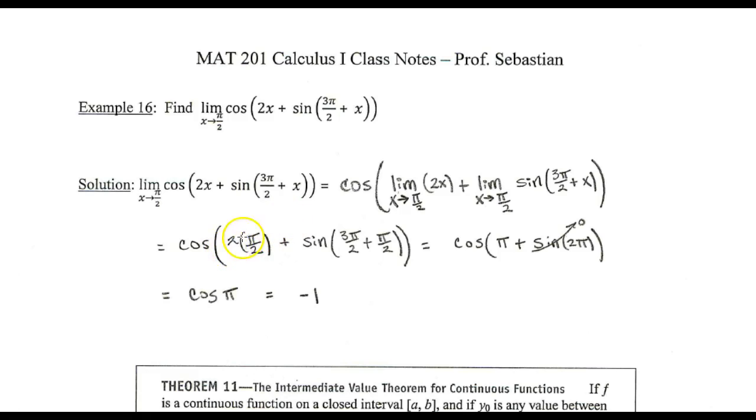So I have the limit of cosine of 2, and then I just plug in pi over 2 here. I get 2 times pi over 2 plus the sine of, and I'm bringing this limit inside, so I get 3 pi over 2 plus pi over 2, plugging pi over 2 in for x. So this is the cosine of pi, and this becomes the sine of 2 pi. The sine of 2 pi is 0, and the cosine of pi is -1.